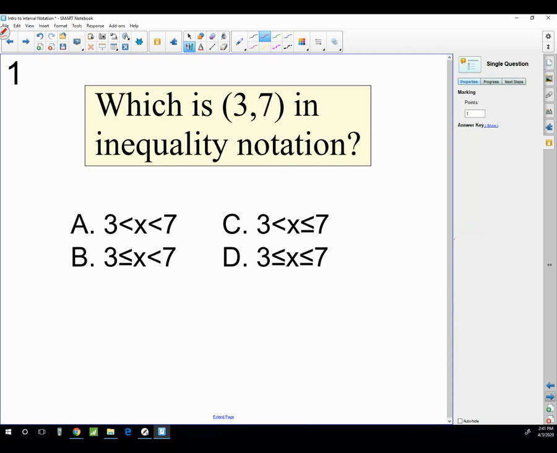Let's play a couple of games here where we answer some questions. Keep in mind, if we're at Socrative and I refer to problem number 1, that's what I mean. All right, you should have already guessed that A was the answer there.